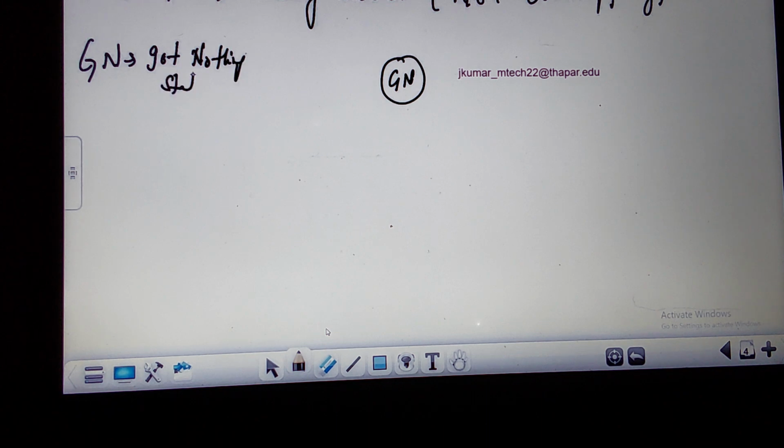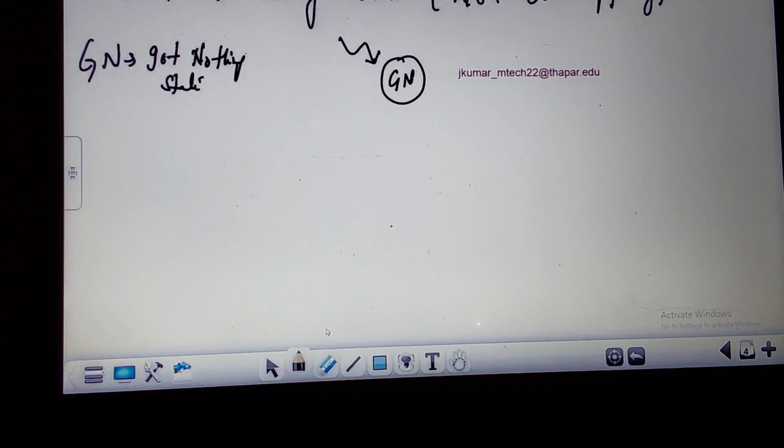What is the initial state? This is the initial state, the start state. I can call it the GN state. For this pattern, GN means Got Nothing state. For your understanding, let us write it like this. GN indicates I have not got anything. This is the initial state.